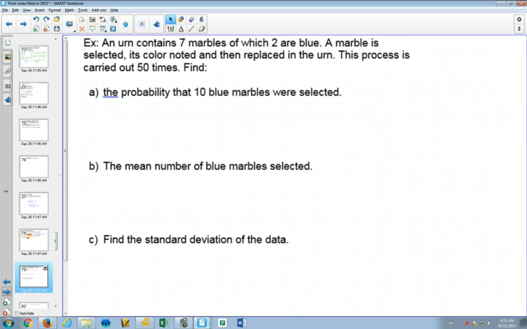We want to find the probability that 10 blue marbles were selected. So we have to recognize this. Should I give you guys a chance? Oh, it's almost class time's over. So let's try and set it up. I'll give you a chance to set it up, and then I'll show you the answers.